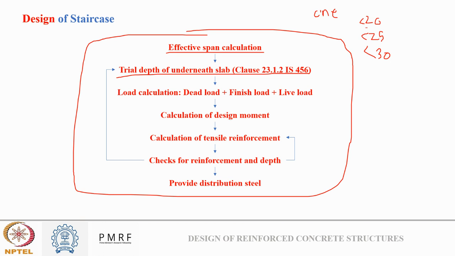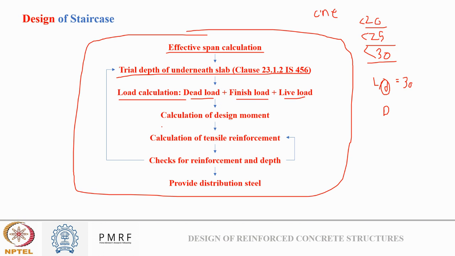Taking any of these values, we will take a trial depth. Suppose I choose L by D ratio as 30. Using this, I will get a trial effective depth. Now based on that, I will calculate the total depth, and then I will calculate the load. Load calculation is nothing but dead load, plus if any finish is applied on the steps, that load, and the live load.